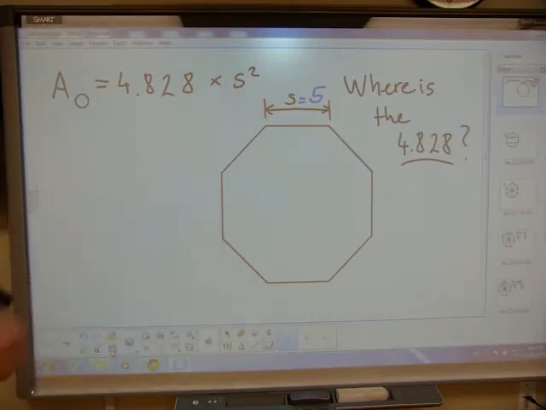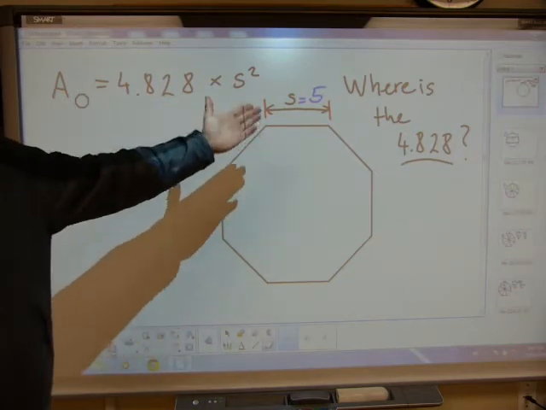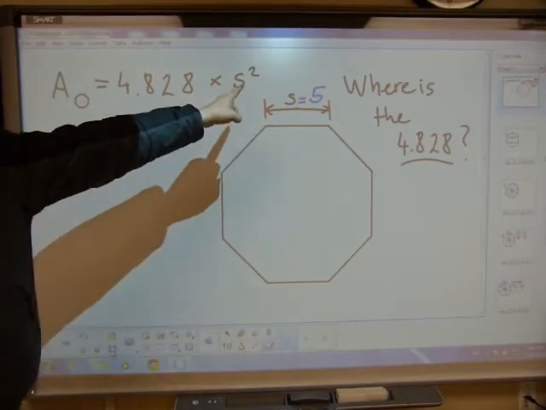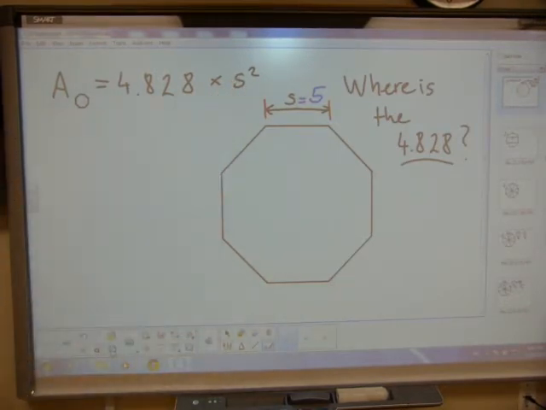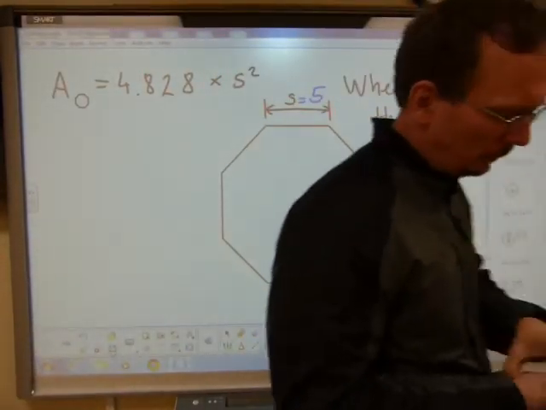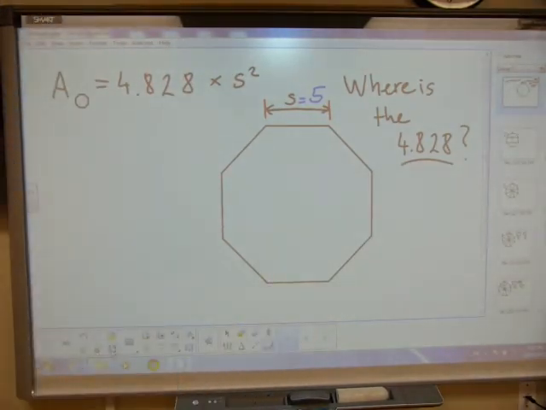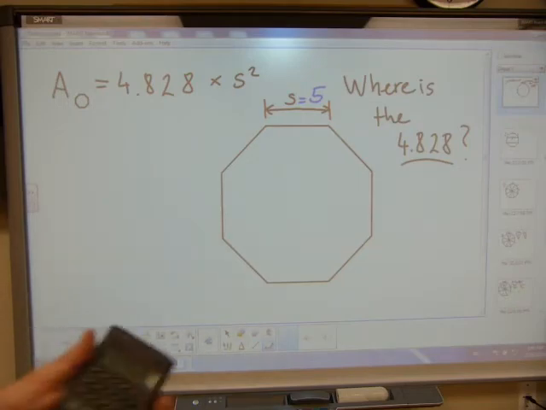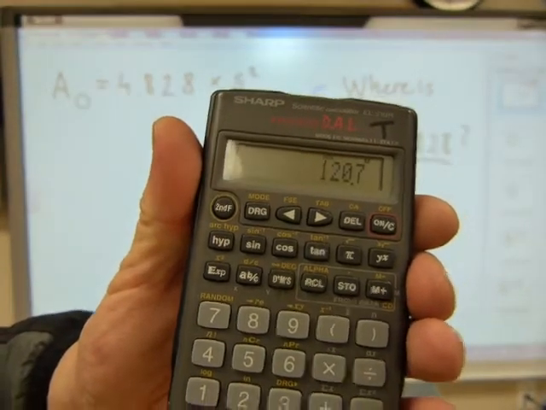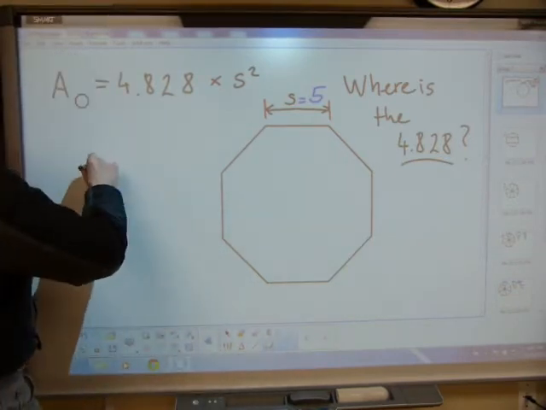So this formula would require you to calculate the area of an octagon. If the octagon has a side length of, say, 5, you need to square the side length of the octagon and multiply it by 4.828. If you do so, you get 5 by 5 is 25, multiplied by 4.828 equals 120.7. So I'm going to just record that one.